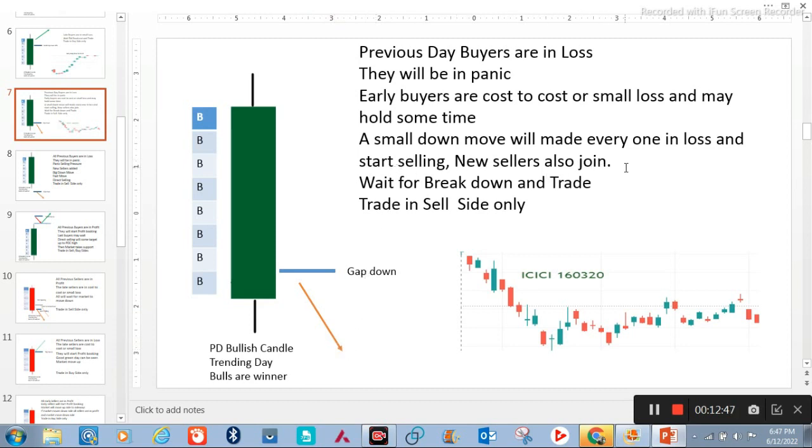Start selling, new sellers also join. Wait for the breakdown and trade in the sell side only. After this breakdown, wait for the 15 minute candle to break down, then you start selling, in the sell side only. In this scenario, the next day the market will go down only. See the situation now. The market will go down clearly and make some serious move. We'll go to the next scenario.